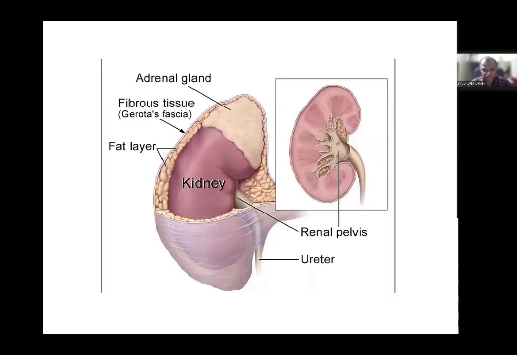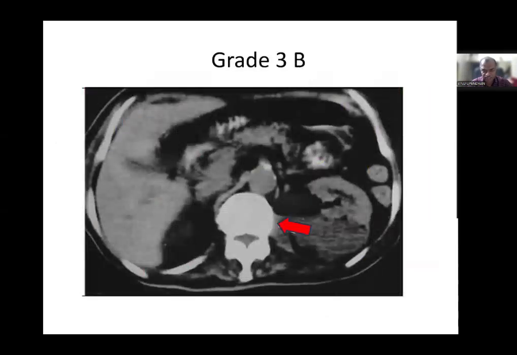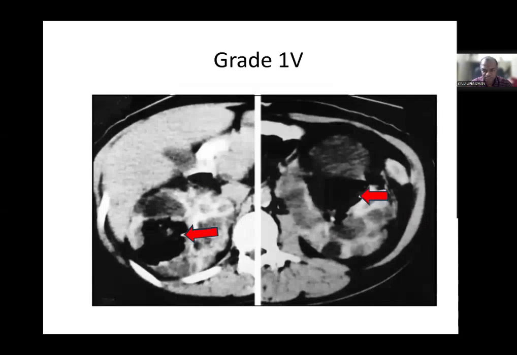This is how the fascia of the kidneys are. So it lies within the Gerota's fascia. Grade 3B is when it reaches the Gerota's fascia and comes out. Grade 4 is when it has gone out of the Gerota's fascia. Grade 4 is also when it is bilateral. So that is how it is graded. We'll come to the significance later on.